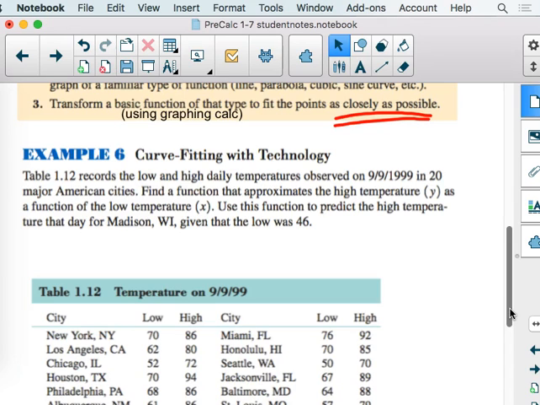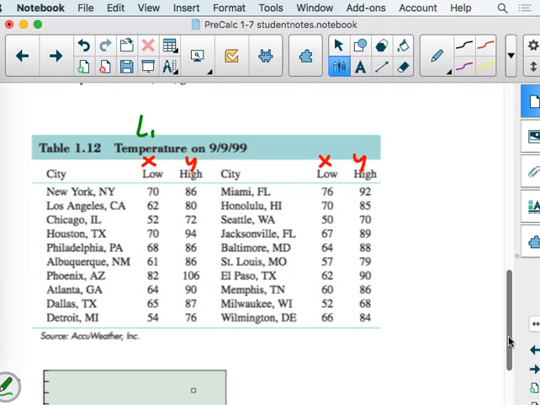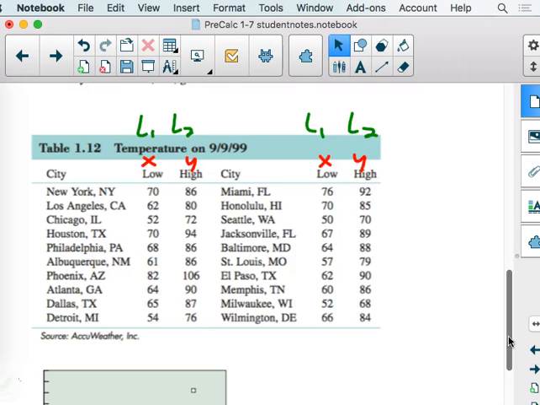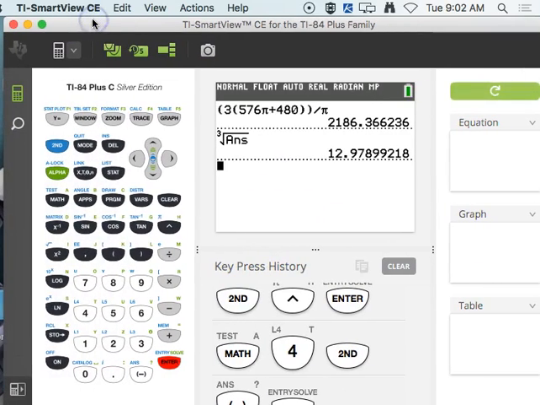Okay, so how do we start? We've got to get all this stuff in the calculator. They said use these as your x's and these as your y's, and we've got to get them into our lists. So we're going to put this into list 1 and list 2. We will just put all the lows in as list 1 and all the highs in as list 2. And then we'll start seeing whether or not we should use linear regression, or something else.